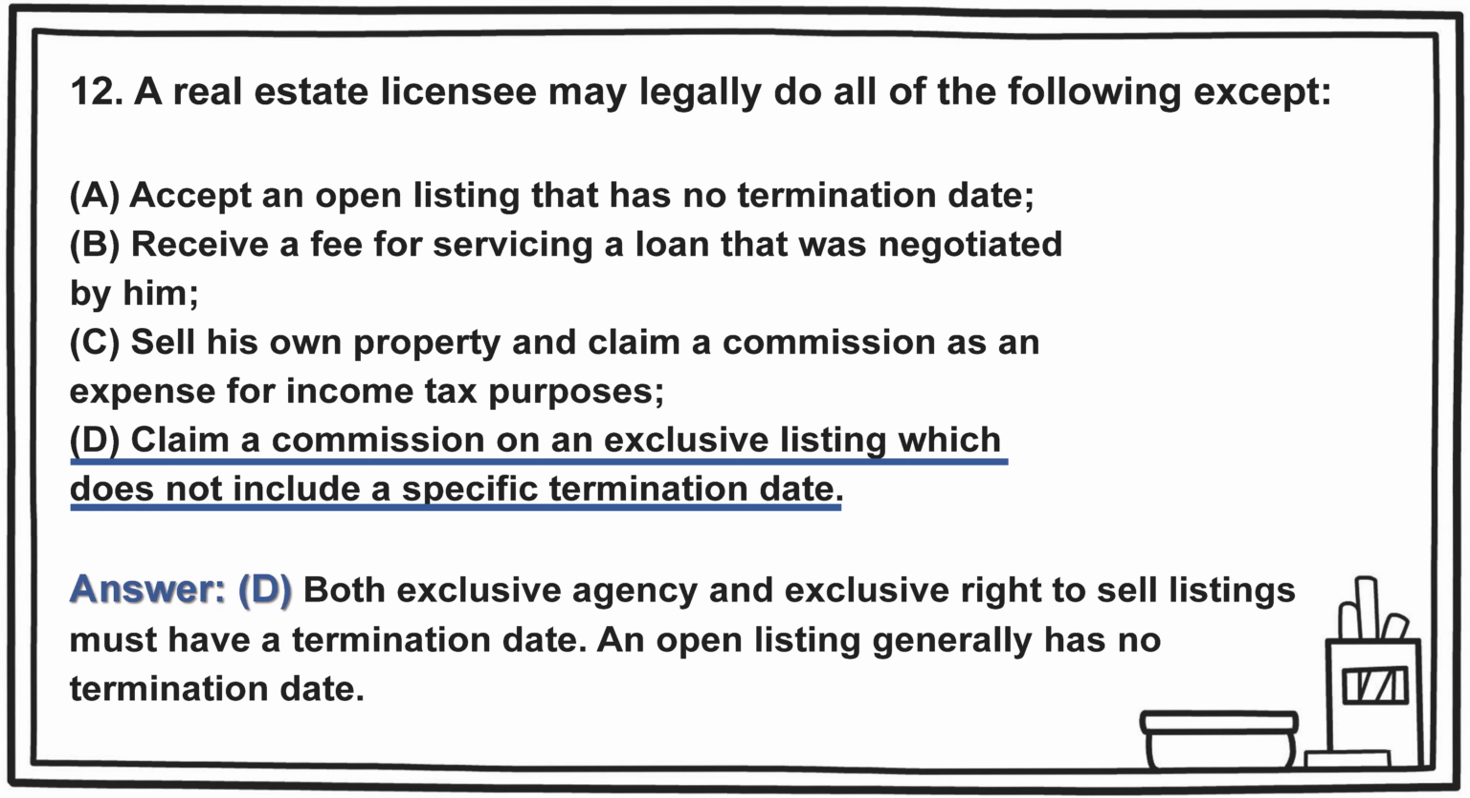Answer: D. Both exclusive agency and exclusive right to sell listings must have a termination date. An open listing generally has no termination date.